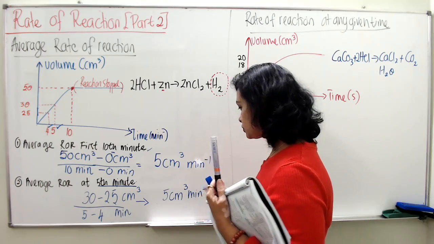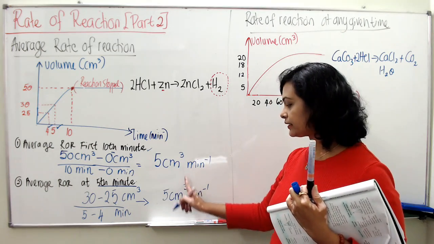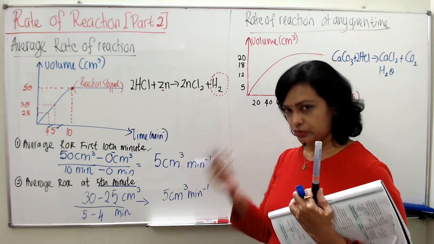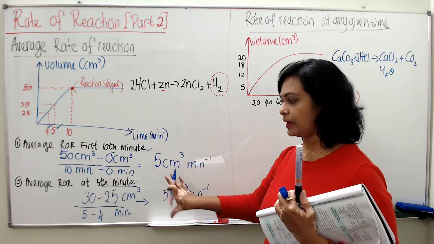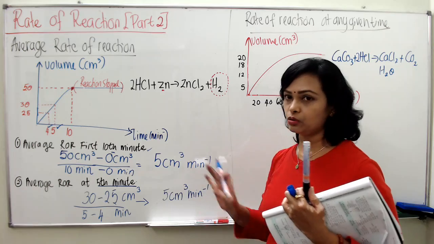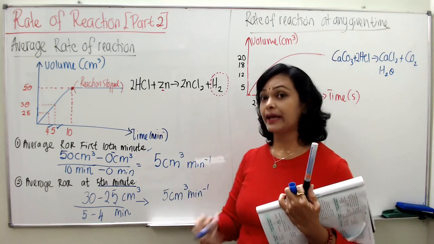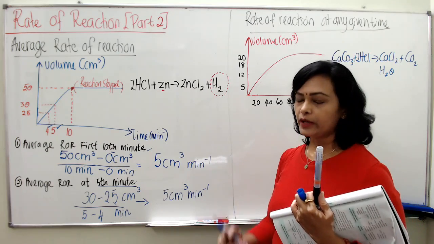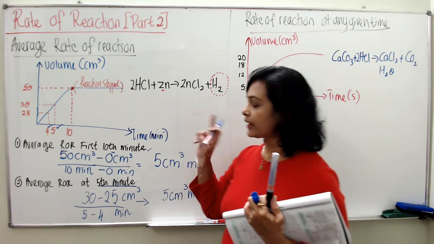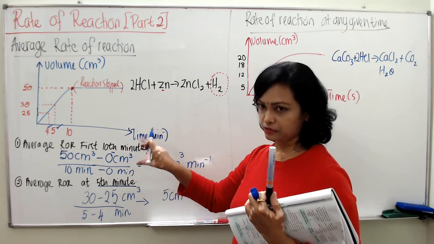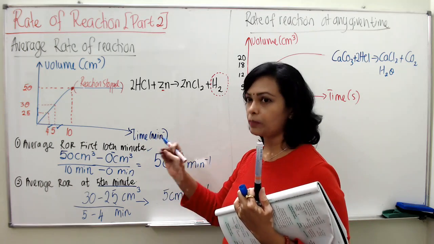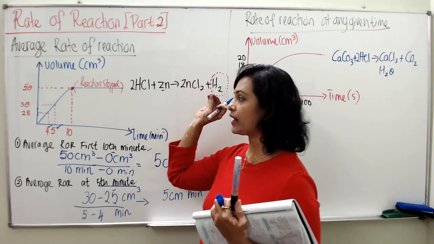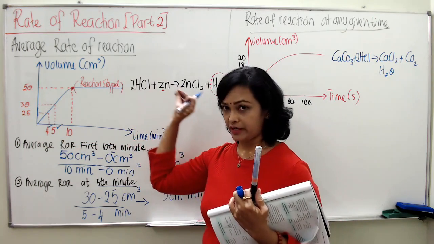Sometimes, don't get me wrong, you might get a different answer for both of them. It depends on the question. For this one, you managed to get the same answer, but sometimes you might get a different answer for different readings. Please remember, if the reaction stopped at the 10th minute, for instance, that means you must find the average rate of reaction from initial to final.